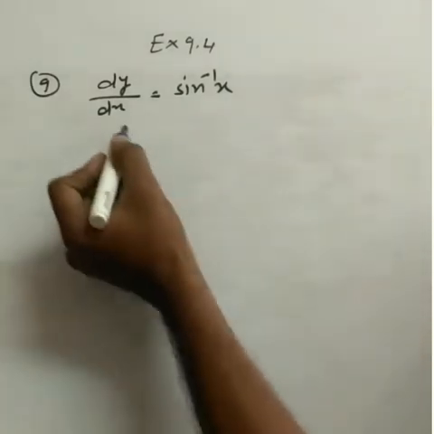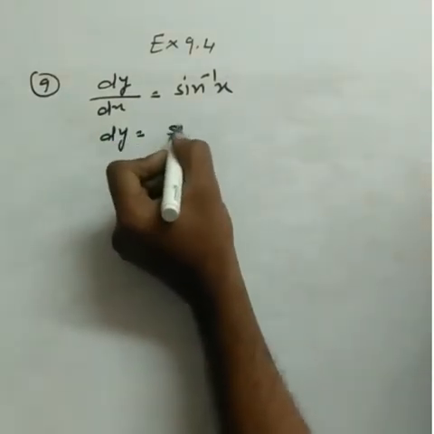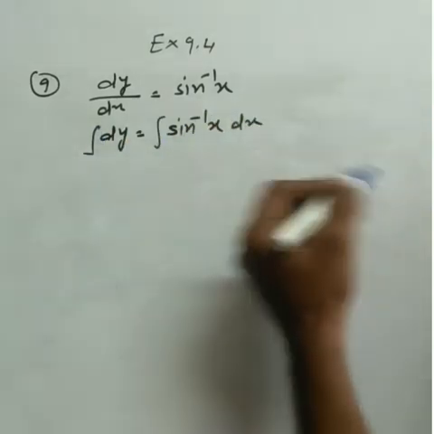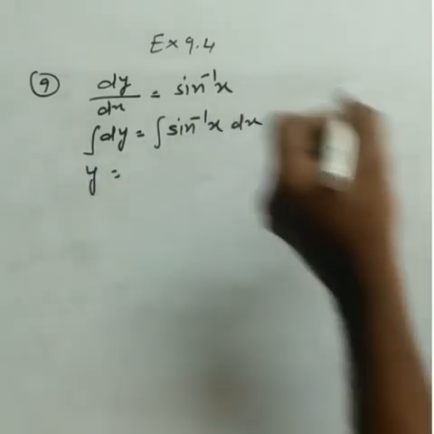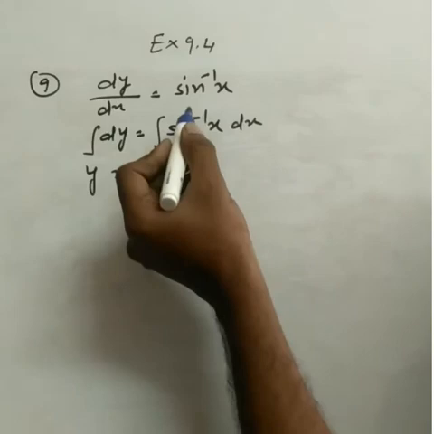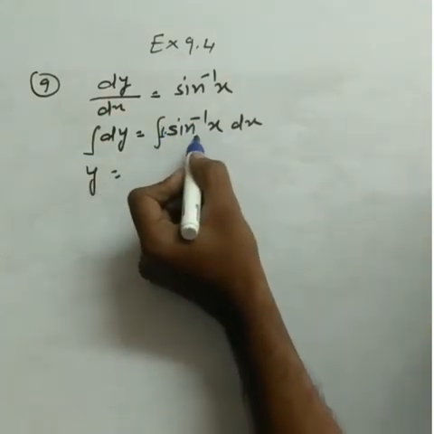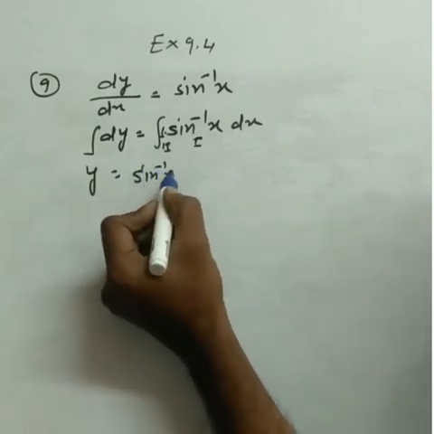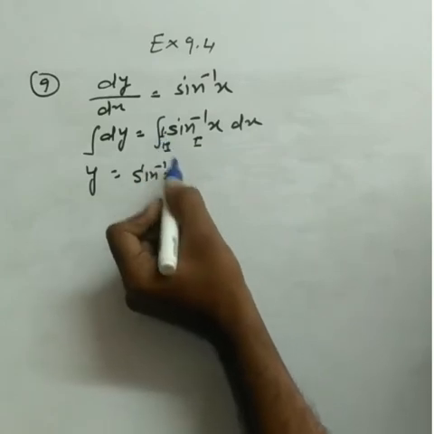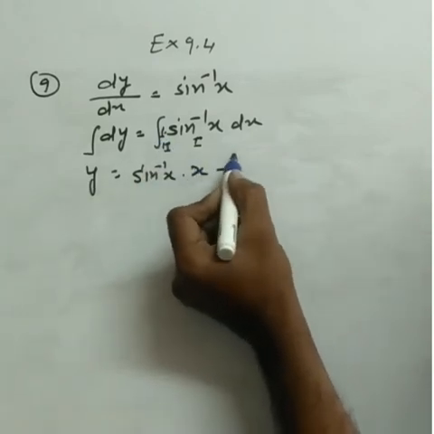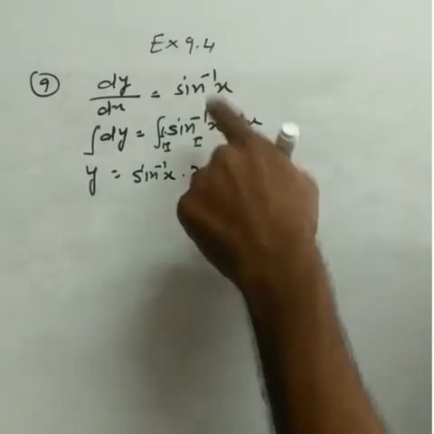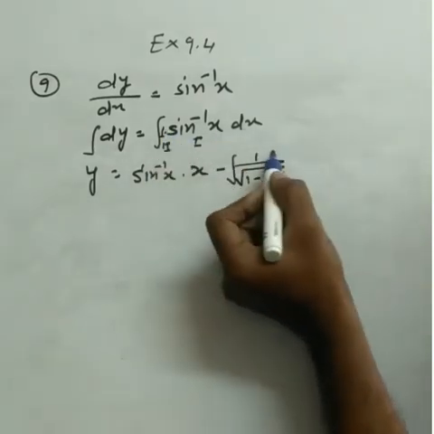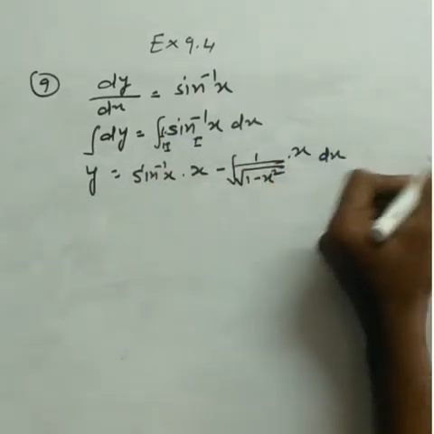Here we separate the variables: dy equals sine inverse of x dx. Integrating both the sides, y equals. Here we have to apply the method of integration by parts. This is first function, this is second function. Sine inverse of x. Integration of 1 is x. Minus integration of dy by dx of this, which is 1 upon root of 1 minus x square. Integration of 1 is x, and dx.